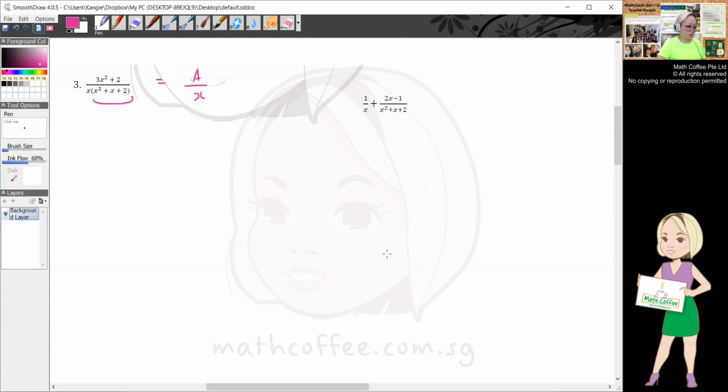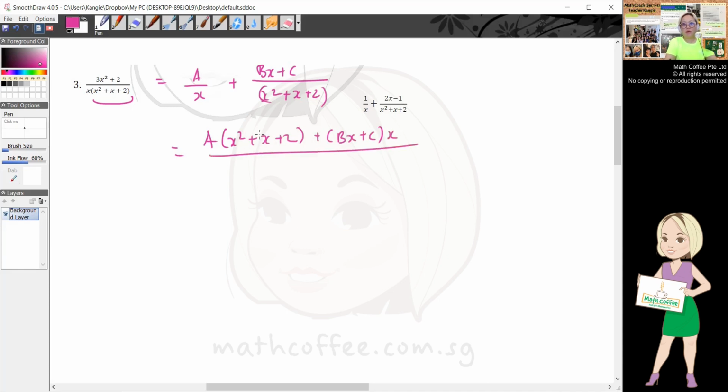1, 1, and 2. So I have, see, I cannot factorize. Okay, you give me a funny number, it's imaginary. Okay, when it's imaginary, what do you do? That means you cannot factorize, you will have to apply case 3. So in this case, it becomes plus bx plus c over x squared plus x plus 2. Okay, so in this case, it will become my A must rainbow with x squared plus x plus 2, plus (bx plus c) and with x, over x squared plus x plus 2.